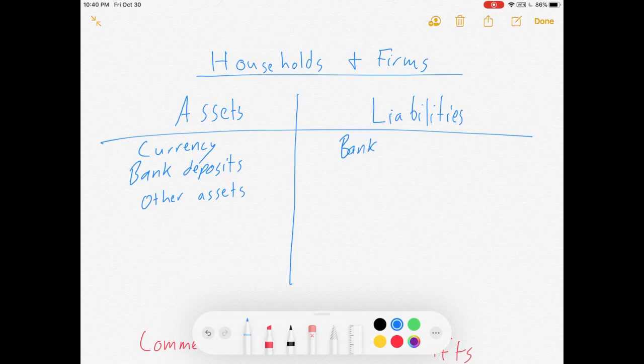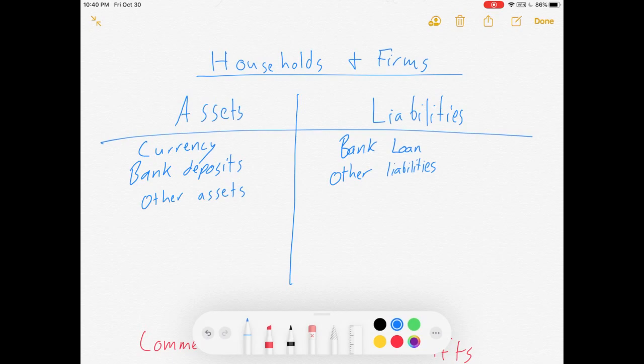What kinds of liabilities does a household have? Well, they can have bank loans. A bank loan, well, that's something they have to keep paying back. That's when someone else has a claim on my income, and so it's a liability, because it's going to take from me in the future. And then I can also have other liabilities. Maybe you're locked into a lease or something.